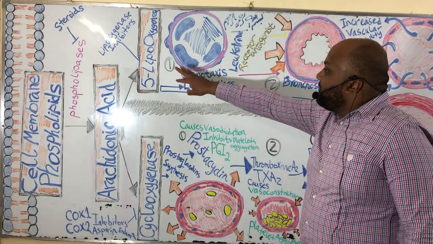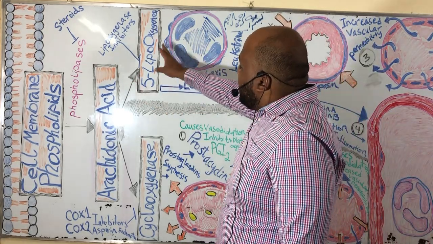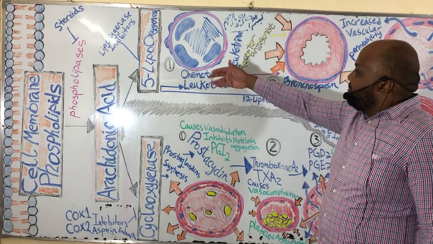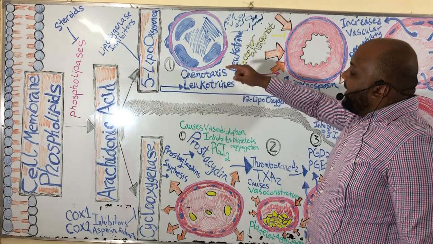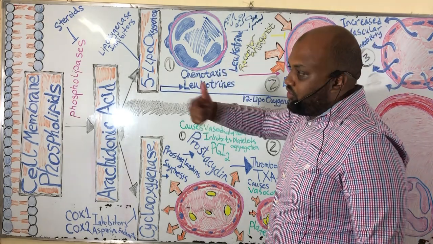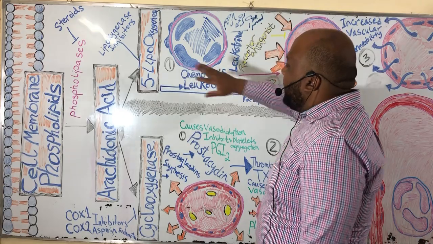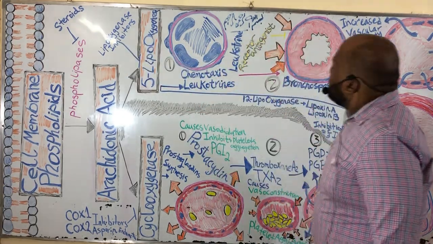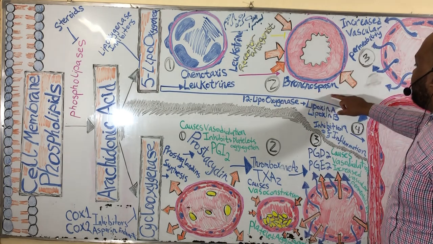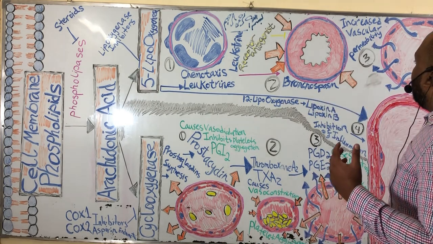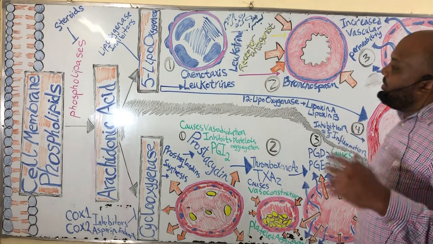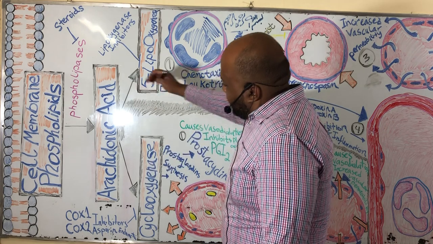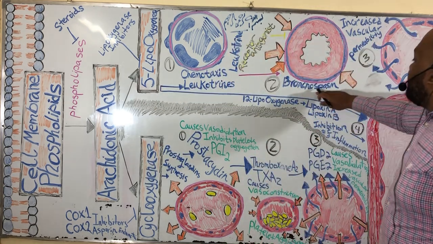So now we have the 5-lipoxygenase acting on the arachidonic acid to give us the leukotriene activity, and we can use drugs to inhibit the entire pathway, and they are called lipoxygenase inhibitors. The other product will be bronchospasm. So the metabolites that are generated by 5-lipoxygenase acting on the arachidonic acid will cause bronchospasm.